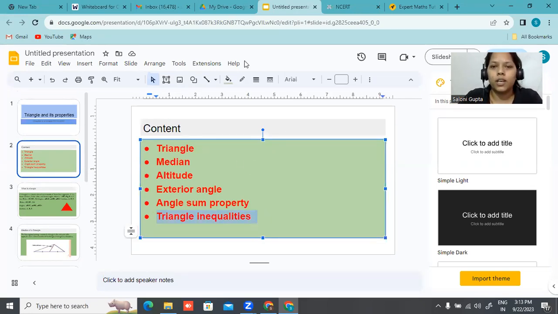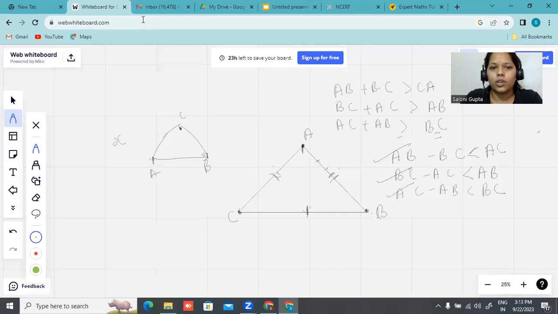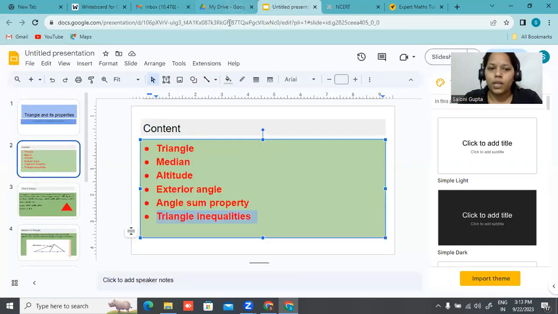In the next video we will cover the questions related to this triangle and its properties in the same sequence.